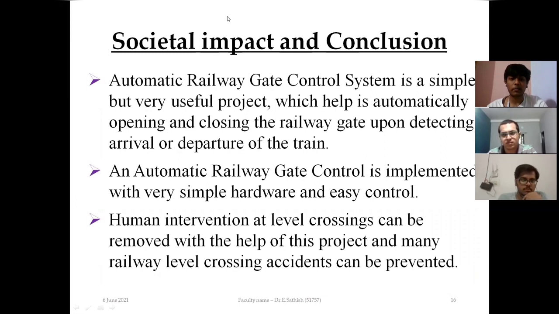And Nishnath will continue with the societal impact and conclusion. So now coming to the societal impact and the conclusion of the project.